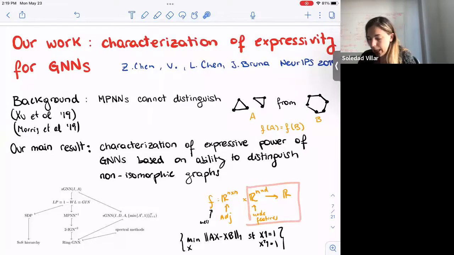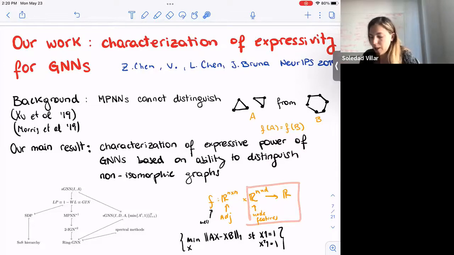And this is in connection with the graph isomorphism problem. These message passing neural networks are in correspondence with something called the Weisfeiler-Lehman test for graph isomorphism, which cannot distinguish k-regular graphs with n nodes, meaning two graphs that have the same number of nodes and the same degree for every node.